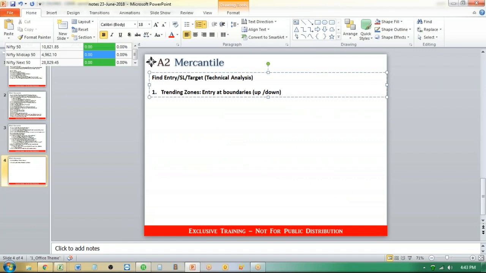Enter at boundaries where the confirmation is done. So it can be upside or it can also be downside. Second is general trending zones.